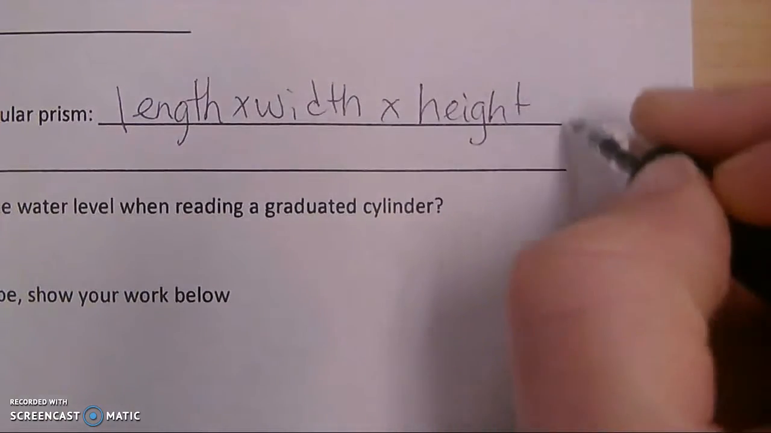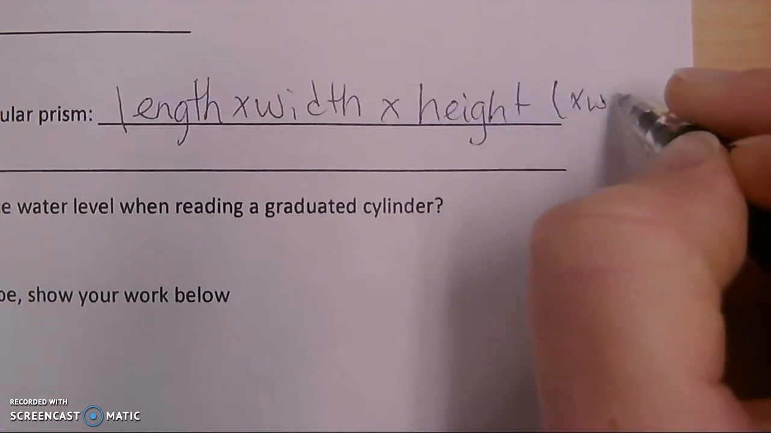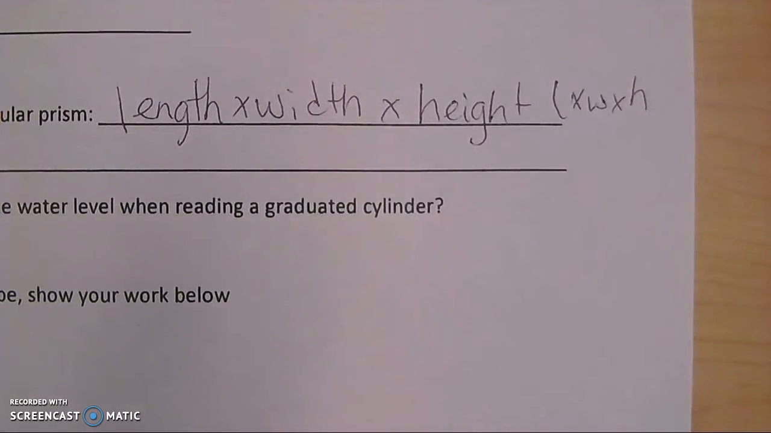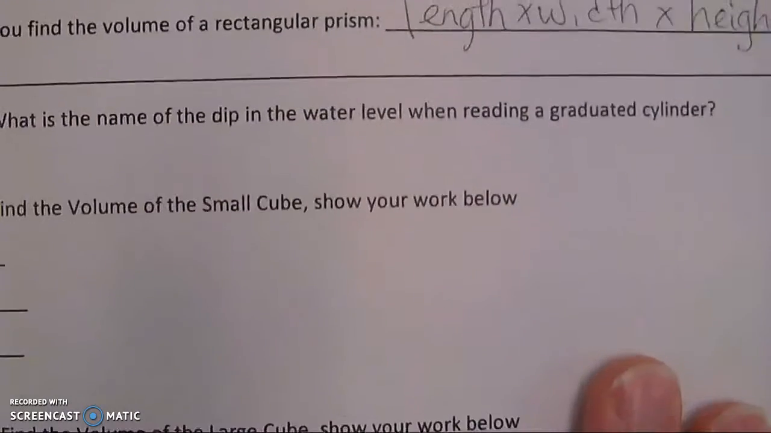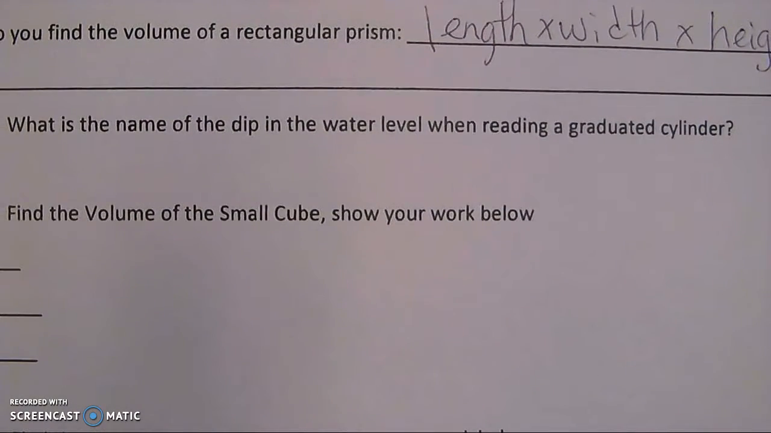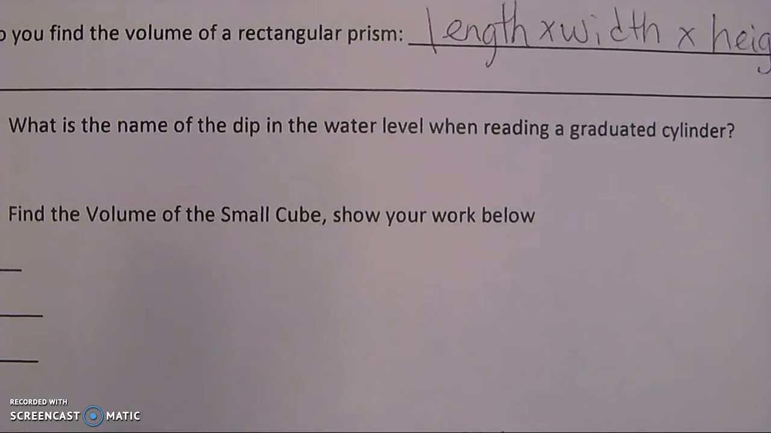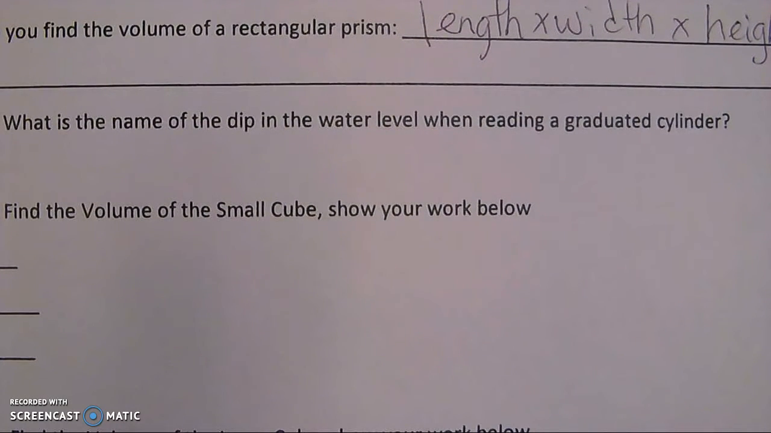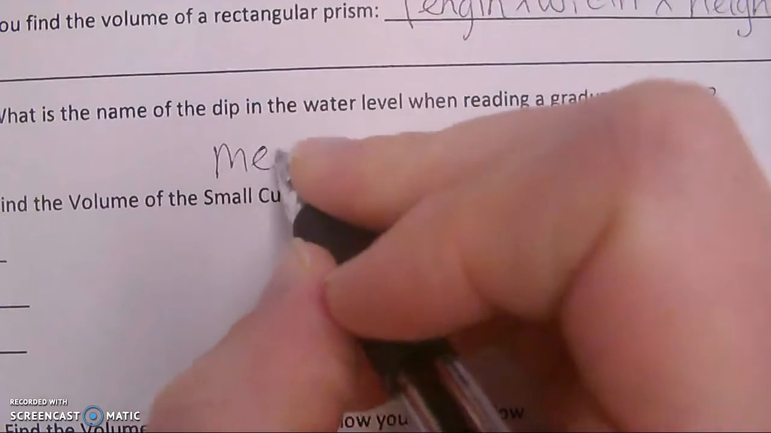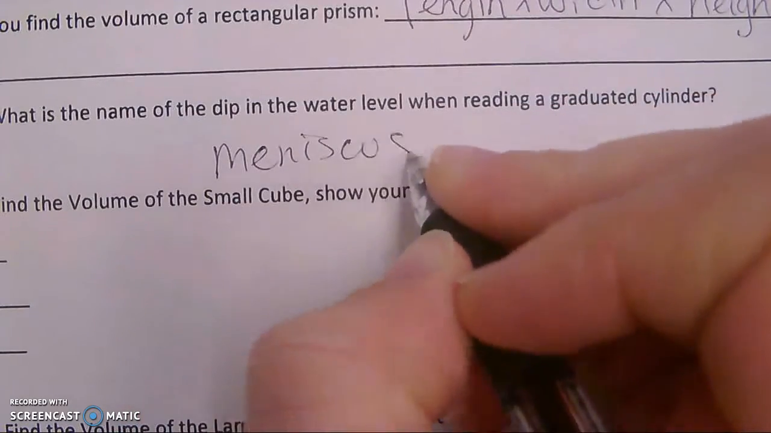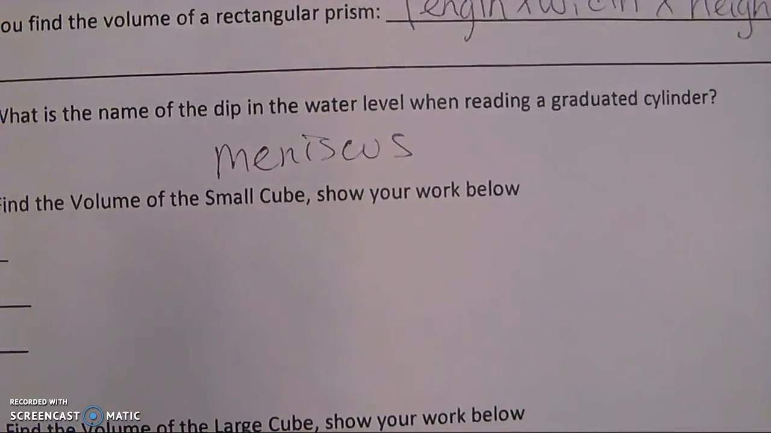Okay, you're probably familiar with this formula. L times W times H. Okay, length times width times height. And to review, when we use a graduated cylinder to measure volume, we look at the dip in the water level in the graduated cylinder, and that dip is called the meniscus. Okay, just to review that one vocabulary.